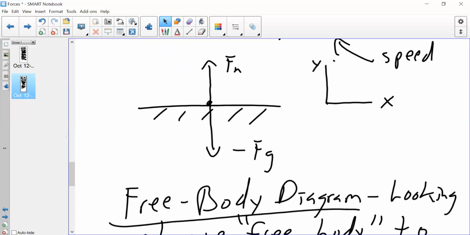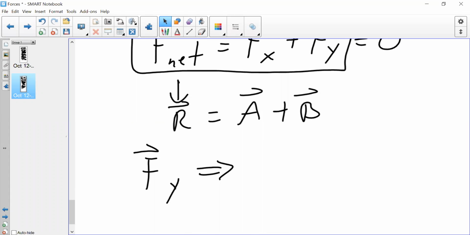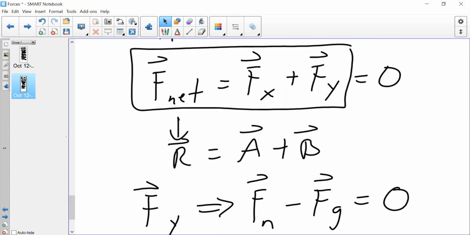Now force is a vector, so we must be careful on our directions as we write this equation. So Fy would be positive Fn, or just Fn, minus Fg equals 0. We know that the net force is only equal to all the forces in the Y direction. All of that is going to be equal to 0.